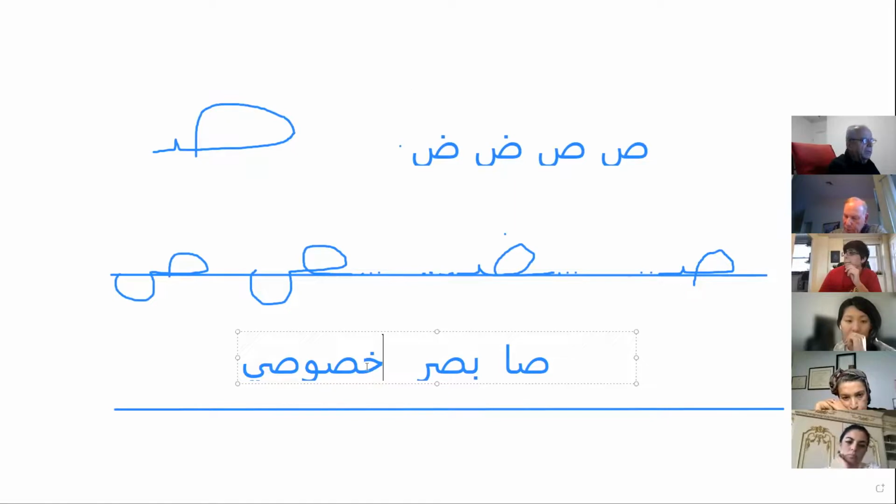Okay. Now you see here the sad is in the middle, and the sad is again here in the middle, but because it's connecting to the ya, it looks very, I don't know. You see the way it looks here. Sometimes the fonts are not very clear. Okay.